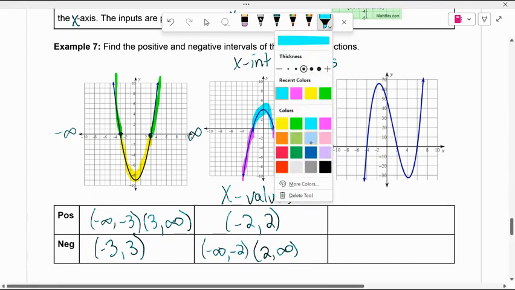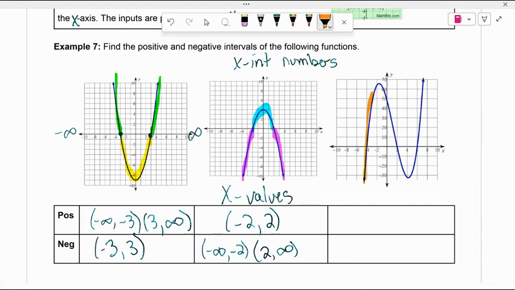Let's look at a couple more of these. Let's do some different colors here. So we're positive from here to here, and then back here again. So we got 2 parts. That's okay. So we're positive from -4 to 2. That's what's going on here. And then it picks up again at 6, but it goes on forever, so that's infinity. Infinity is basically our way of saying forever.